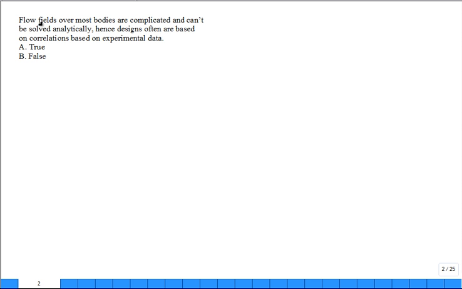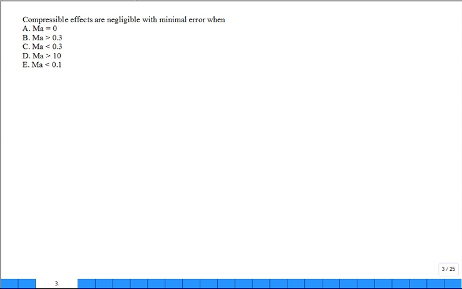So this question: flow fields over most bodies are complicated and can't be solved analytically. Hence, designs often are based on correlations, which come from or are based on experimental data. It's true. And that's why this chapter, unfortunately, is a lot of plug and chug. I just get the right correlation for the right geometry, go find the drag coefficient, and unravel it to get the drag force. But there's really a lot of application in this chapter. So let's dominate the chapter. Let's really learn the material.